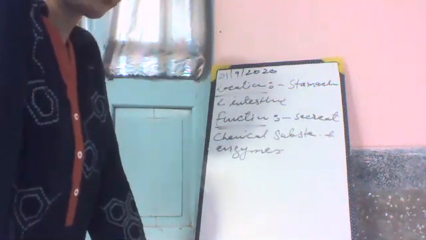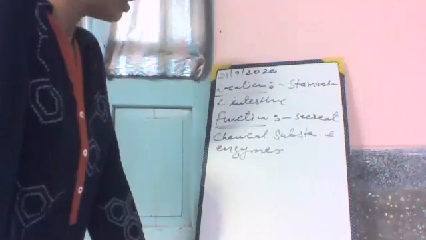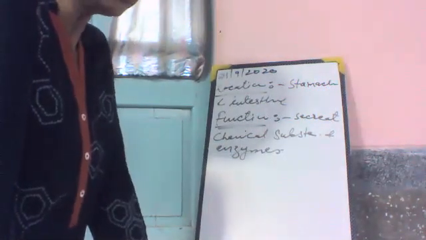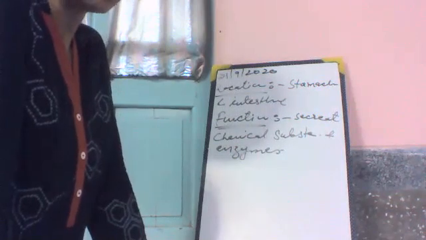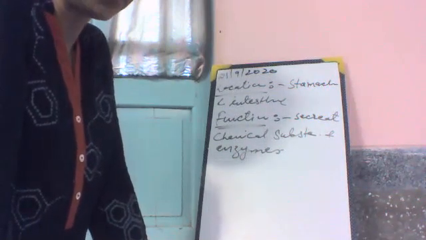The next one is cuboidal epithelium tissue, and that one is a cube. They are in cube form and present in the kidney tubules and glandular ducts. The function of this cuboidal tissue is to secrete and absorb useful substances. The third one is columnar epithelium tissue.